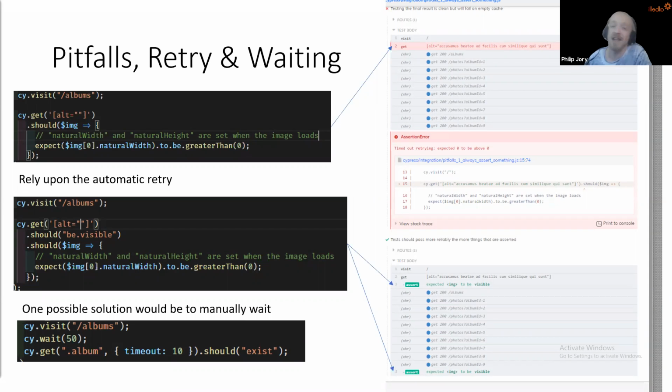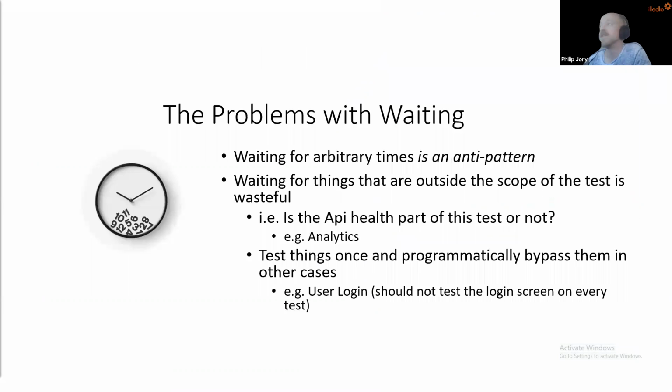which leads us nicely into another pitfall, which, straight from the documentation, is that waiting for arbitrary times is an anti-pattern. And I think it's mainly because it introduces a minimum amount of time that the test will run for, but also that failures should be reported as quickly as possible. So there's that. And also that waiting for things that are outside the scope of the test is wasteful, and whether it should determine the pass or fail of this particular test is relevant.